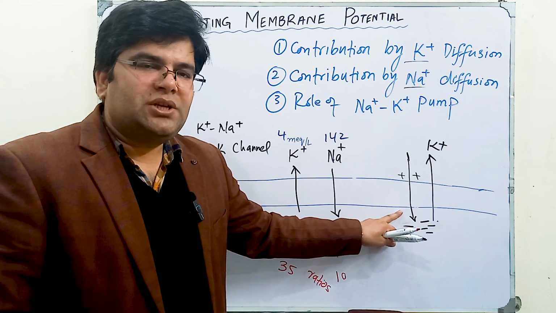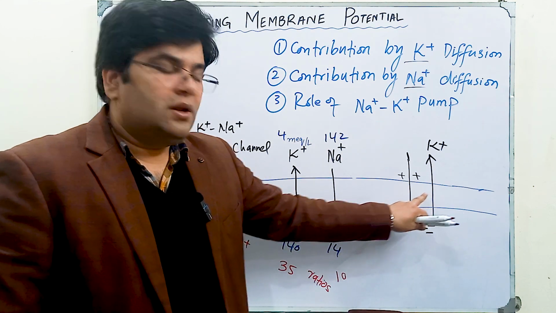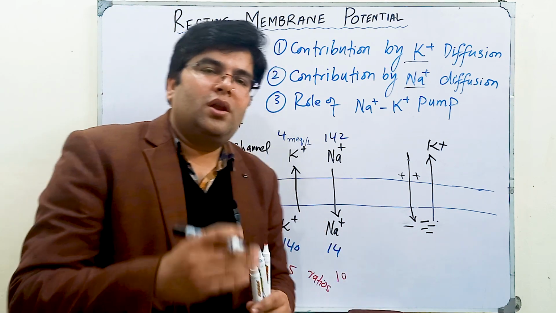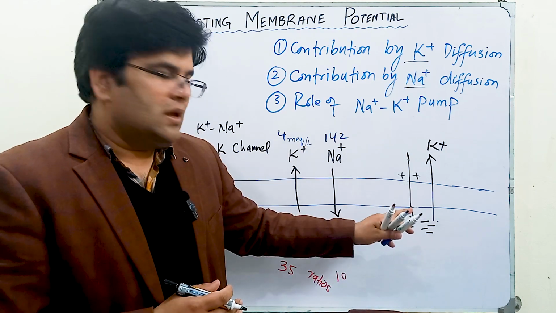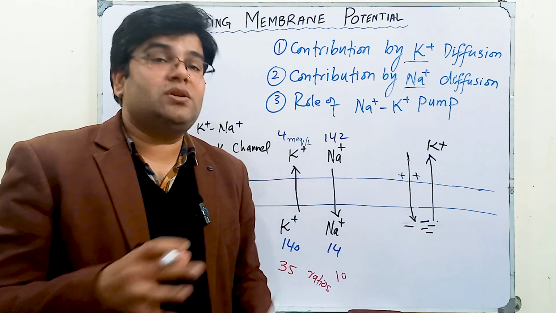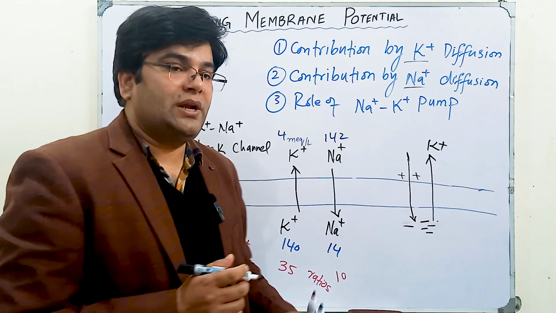When this diffusion potential of potassium becomes equal and opposite to its concentration gradient, then both of these forces cancel the effect of each other, and there is no more diffusion from inside of the cell to outside of the cell for potassium. At that time, this diffusion potential is called equilibrium potential, because equilibrium is reached. And this potential is also called Nernst potential.